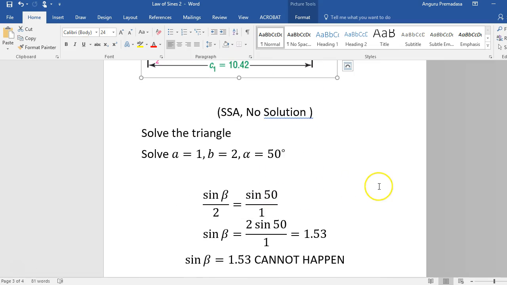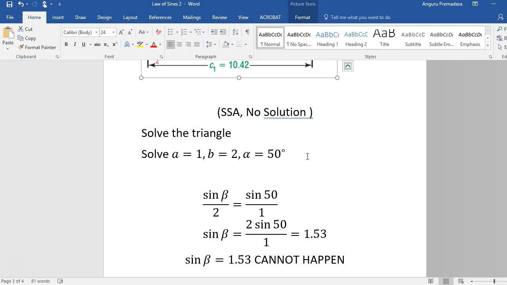Now look at the other remaining case. We considered the one triangle case and the two triangle case, and now let's look at the no solution, or no triangle, case. This one you don't have to go too far, you will get the answer very quickly. So let's take an example. Solve the triangle with A equals 1, B equals 2 and alpha equals 50.